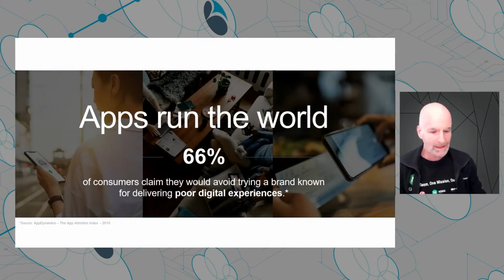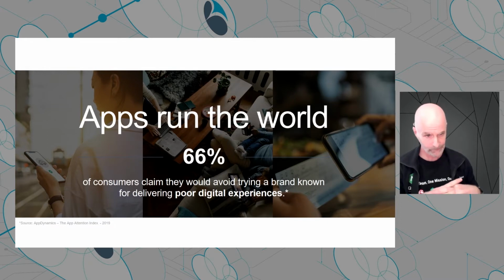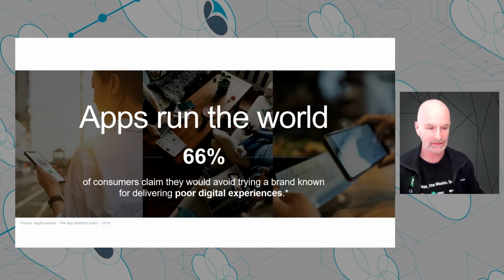So why does F5 exist? F5 has been around for around 25 years. And our job, as we see it, is to help customers deliver digital experiences. So we all know that applications are the critical interface for your consumers. That's only accelerated over the last year, I'm sure, as you all know. But what we've known for a long time, and what this report from AppDynamics backs up, is that if you provide a poor digital experience for your customers, they are very likely to leave your brand.